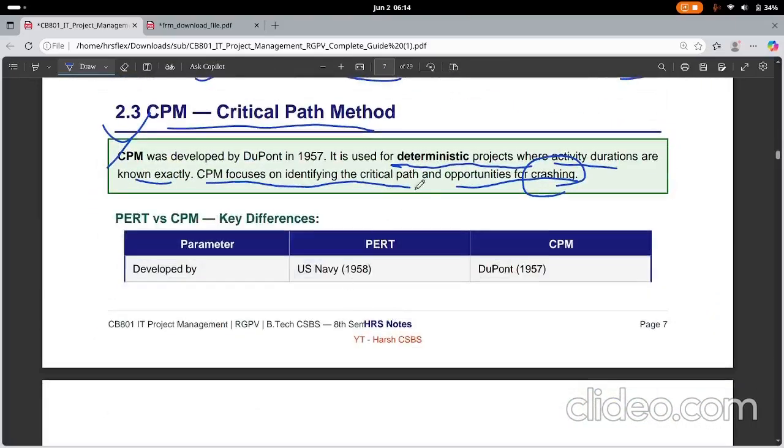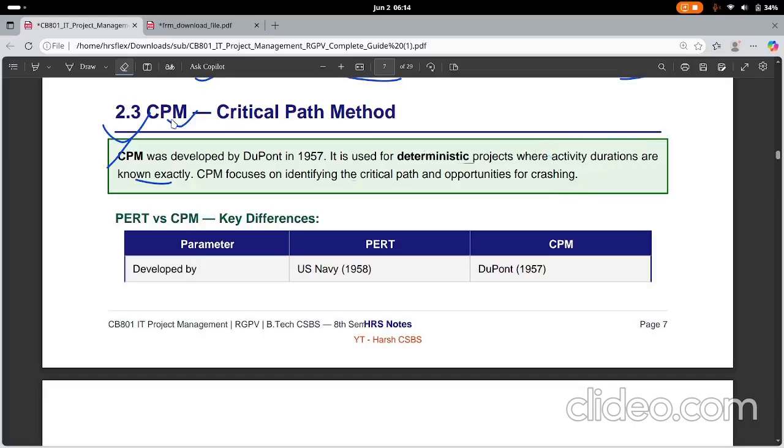CPM has good opportunities for crashing. Crashing is basically when you are having a delay and you need to put some more resources on a project. CPM is used for deterministic projects where you know each and everything about the project, like the activity durations, and CPM focuses on this only, the critical path method.